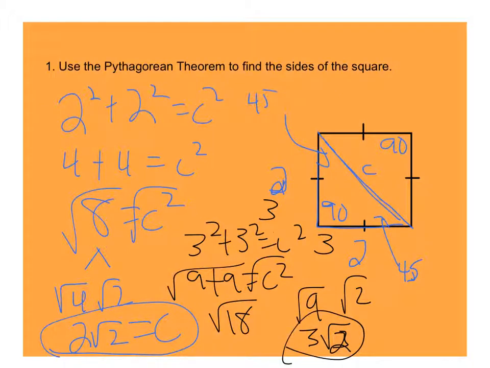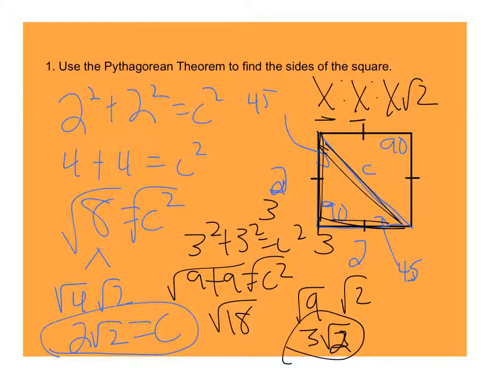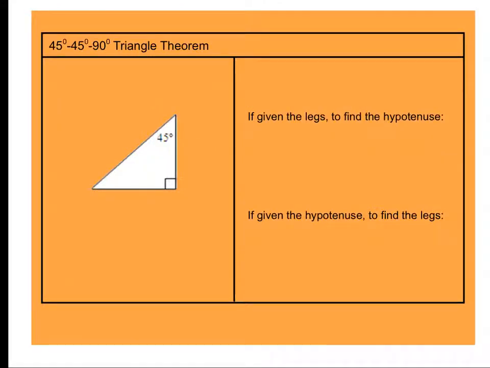So the pattern here is that the relationship between side and diagonal is going to be x square root of 2. The two legs are going to be the same, and the hypotenuse is going to be whatever the leg is times square root of 2. So if my side lengths were 5, my hypotenuse would be 5 square root of 2. If it was 10, it'd be 10 square root of 2, and so on. So for 45, 45, 90, if given the legs to find the hypotenuse, I want to multiply by the square root of 2. If my leg is 3, all I would do is multiply by the square root of 2. That would be my hypotenuse.